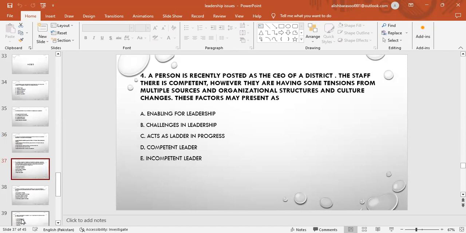A person is recently posted as the CEO of a district. The staff there is competent, however, they are having some tensions from multiple sources and organizational structures and culture changes. These factors may present as A, enabling for leadership, B, challenges in leadership, C, acts as a leader in progress, D, competent leader, E, incompetent leader. B. Yes, B is the right answer.